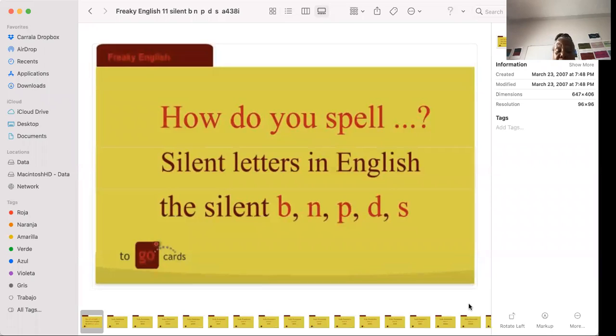And we're going to continue looking at how do you spell. This time we're going to look at the silent B in a word, the silent N in a word, the silent P in a word, the silent D in a word, and the silent S in a word. These words you have to memorize, because otherwise, how are you going to know how to spell them?